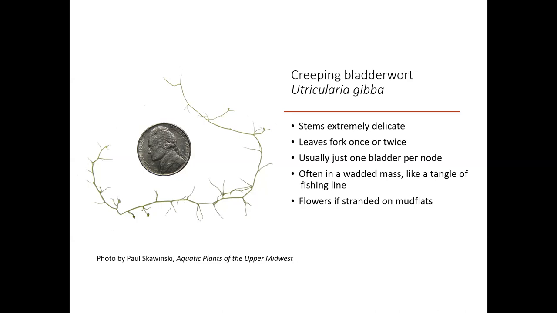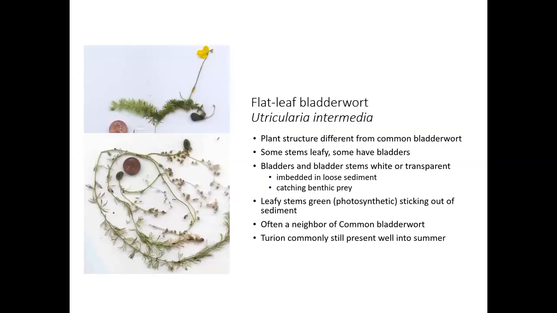If stranded on a mudflat, it will flower, and it does have a yellow flower. Next. Flatleaf bladderwort is pretty easy to identify. This is Utricularia intermedia. The plant structure, or the body plan, is different from the common bladderwort.